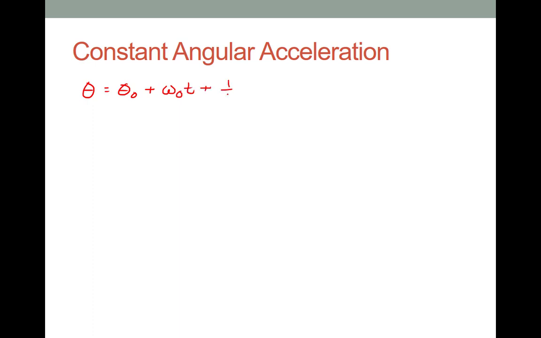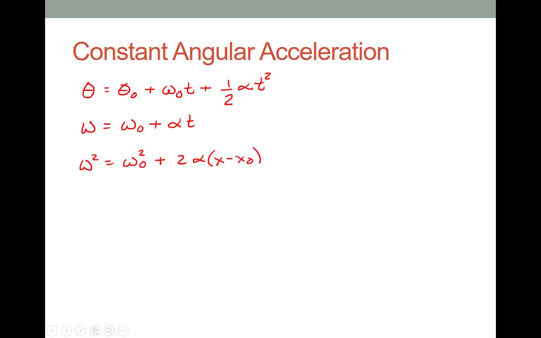The first equation allows us to relate the angular position to the initial angular velocity and the acceleration. The next one relates the angular velocity at a time t to the initial angular velocity and the acceleration. And the last one allows us to remove time and find the angular velocity at a time t based on the positions and the velocities. And look, I had x's sneak in instead of thetas.